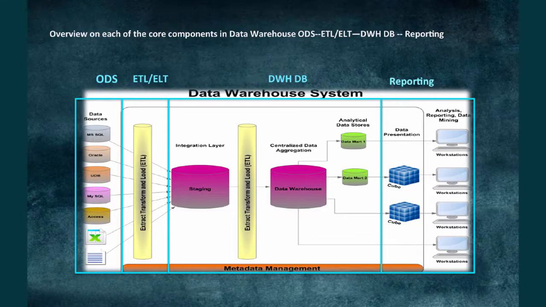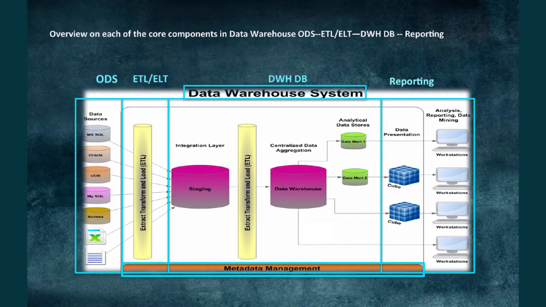ODS, ETL, Data Warehouse Database, and reporting all come together in what we call a data warehouse system. Or we can say that a data warehouse system is made up of ODS, ETL, Data Warehouse Database, and reporting. Metadata is a data dictionary of data in the data warehouse. I repeat, metadata is a data dictionary of data in the data warehouse.